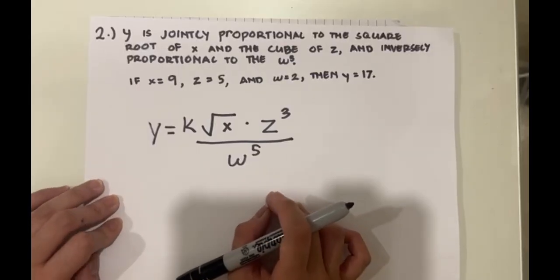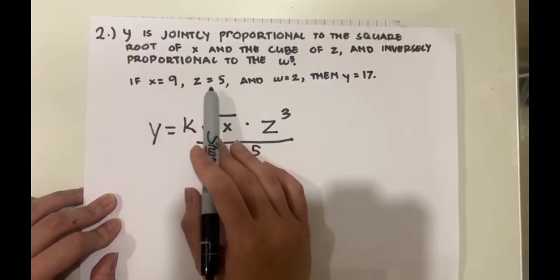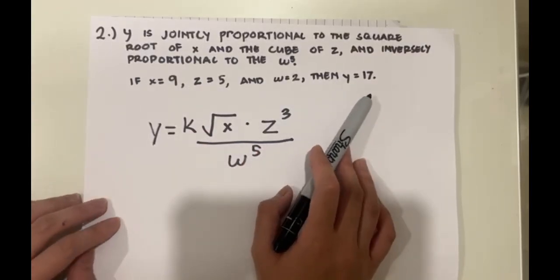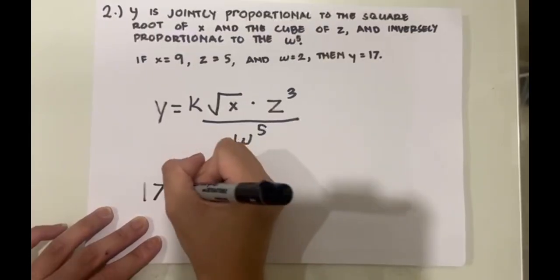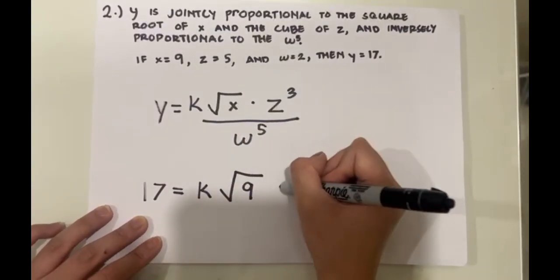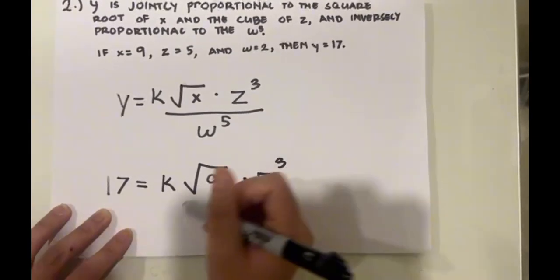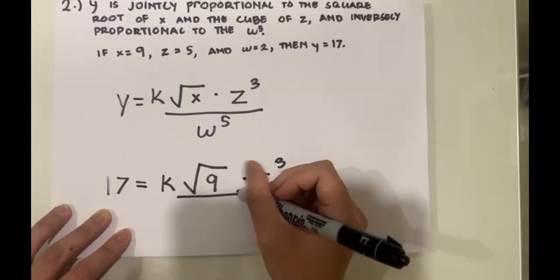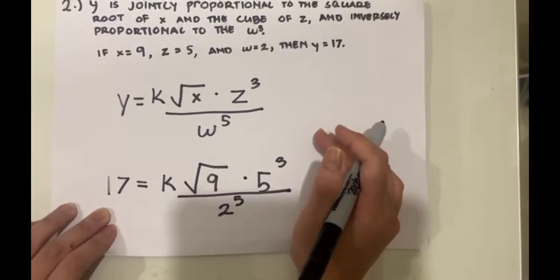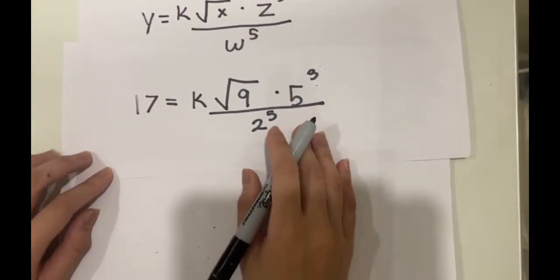Next is to substitute the given values. We are given x equals 9, z equals 5, and w equals 2. Then y is equal to 17. So 17 equals k times the square root of 9 times 5 raised to the power of 3, divided by 2 to the power of 5. First, we simplify the square root and the exponent.